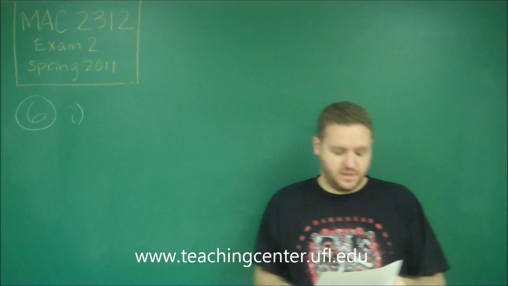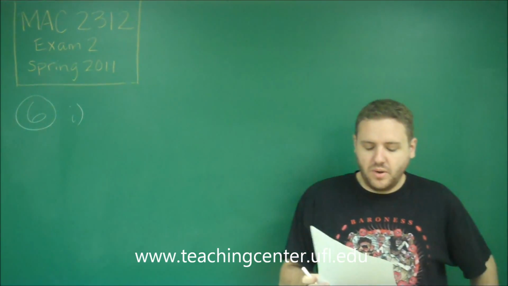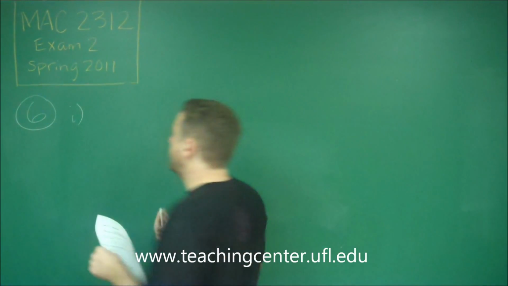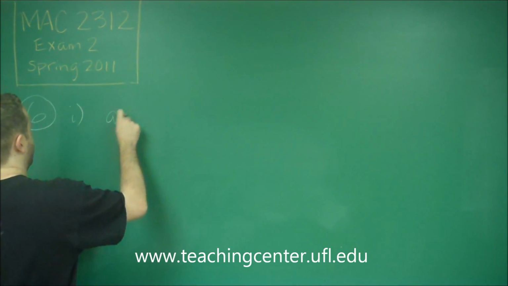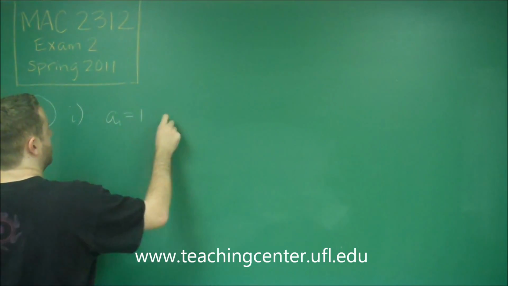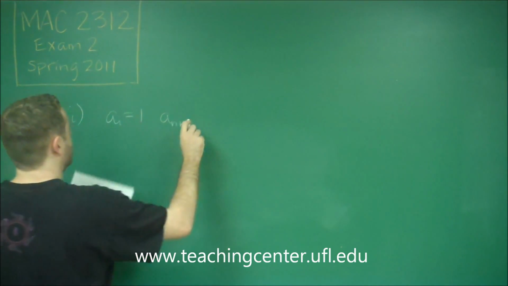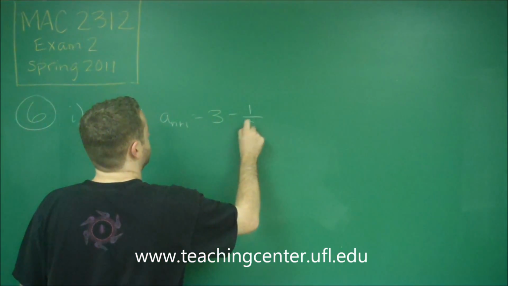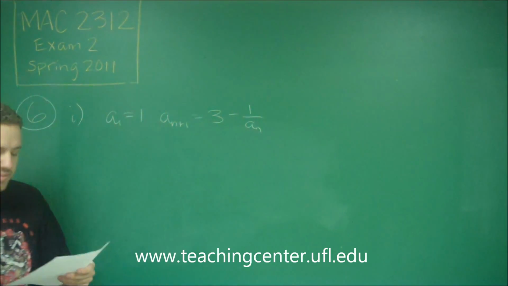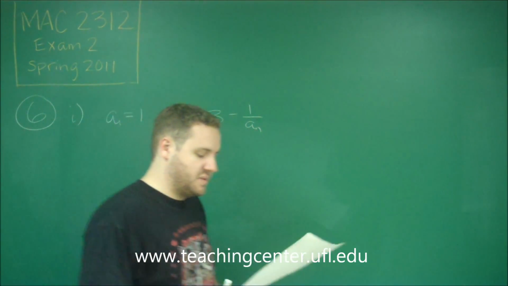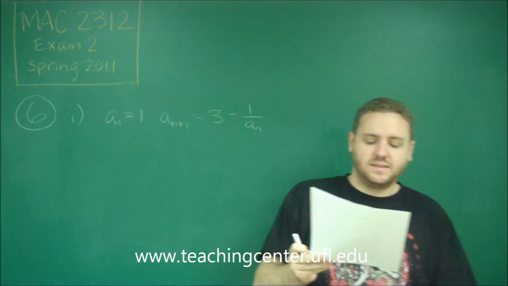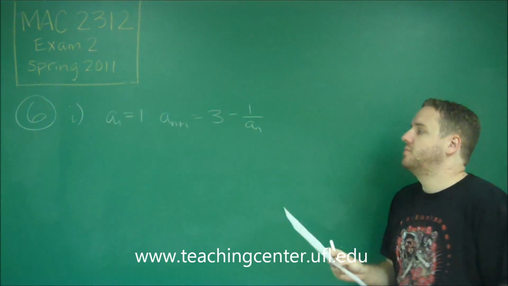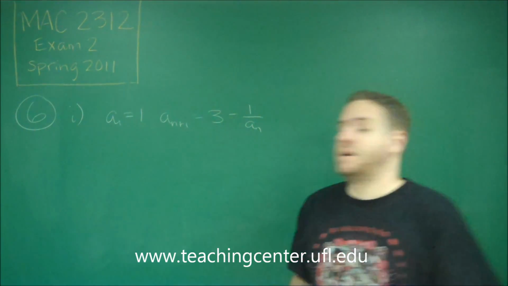So for number 6, the last problem here, we need to show and state which theorem we're using to deduce the sequence defined by the following here. a sub 1 equals 1, and every subsequent a sub n plus 1 is 3 minus 1 over that a sub n. We want to show that this is increasing and that a sub n is less than 3 for all n. So the way we're going to do both of these actually is by using mathematical induction.